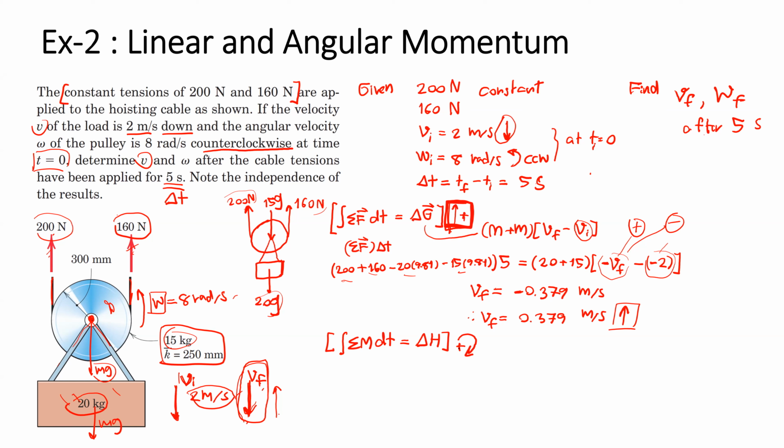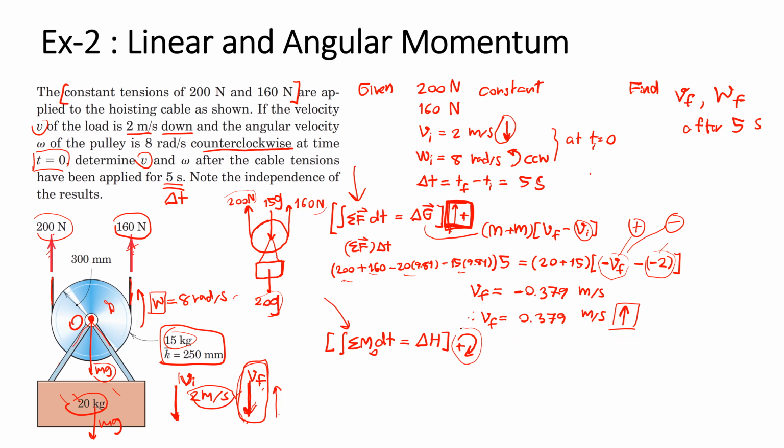The summation of moment about point O. This is a scalar equation. The rotation is considered on a plane. We have only positive and negative, clockwise and counterclockwise, as rotation on a single plane. So we consider the moment equation as a scalar equation.